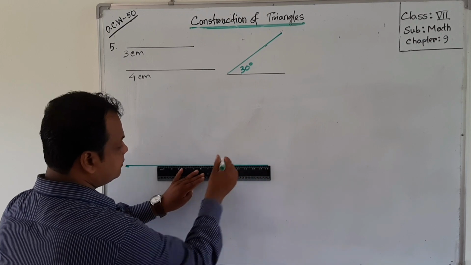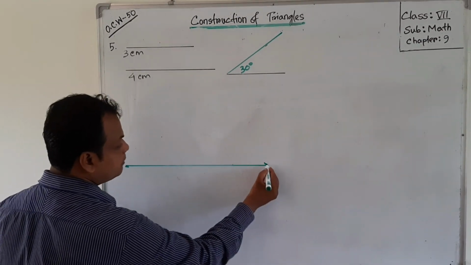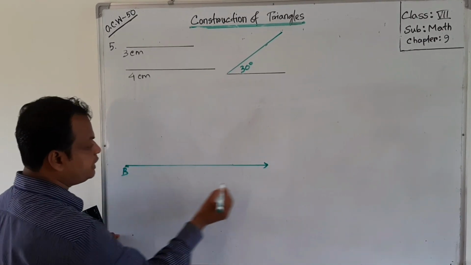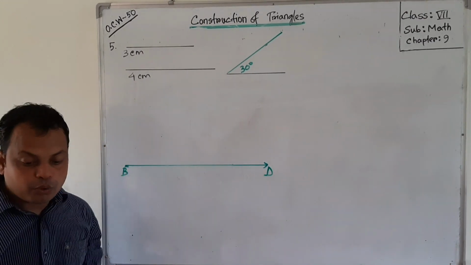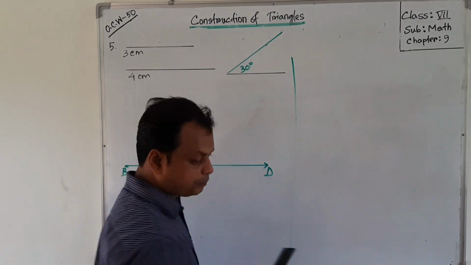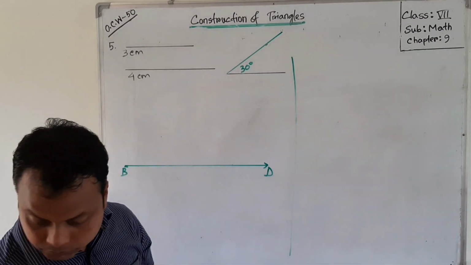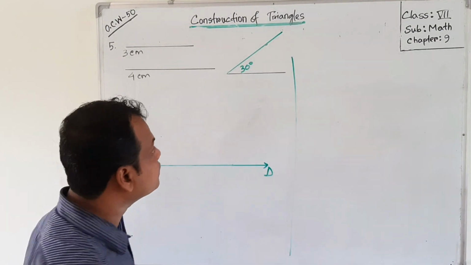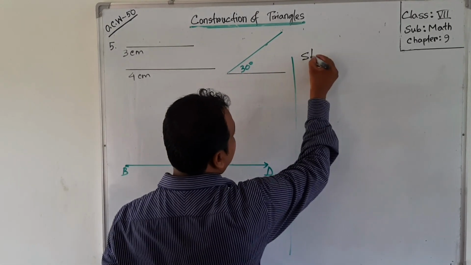We will take a ray. The name of the ray will be BD, B and D. And the steps of construction.